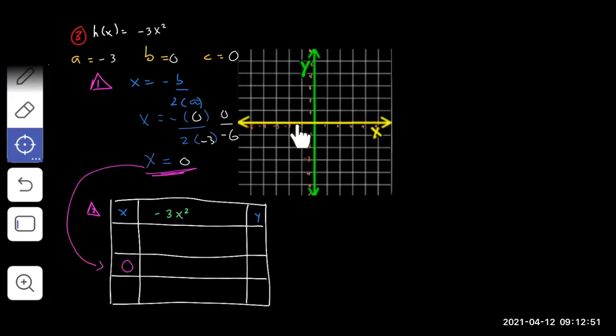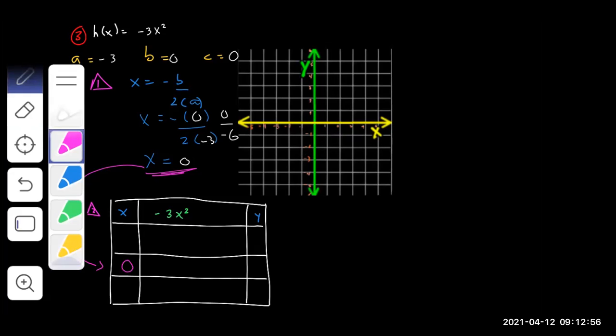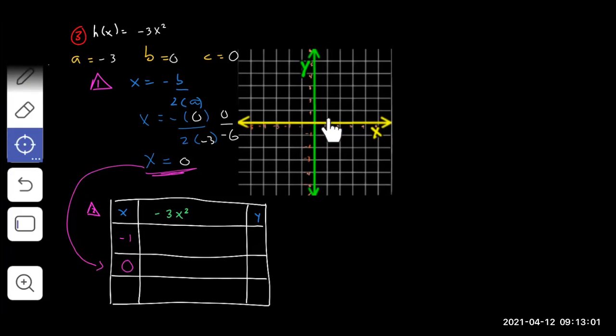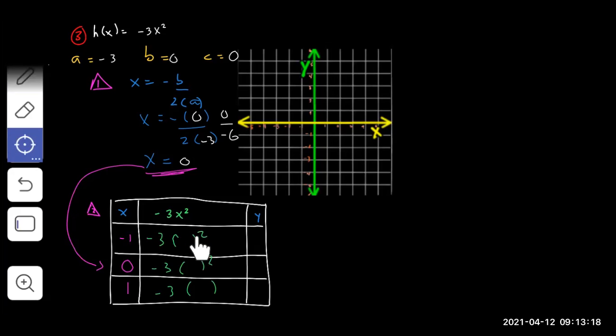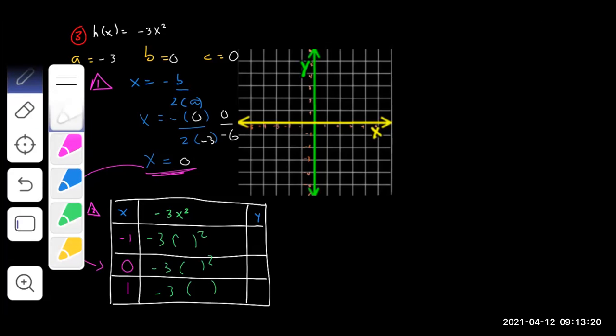Now let's take values to the left and right of 0. What value do you want to take to the left, guys? You can take -1. And what value do you want to take to the right of 0? 1. +1. Okay, now let's substitute. That is what you have to do. -3, parentheses, square. Okay, what is the value for the first one? -1, right? Let's place -1. Use a calculator if you don't know how to do this. The output is going to be -3, right?